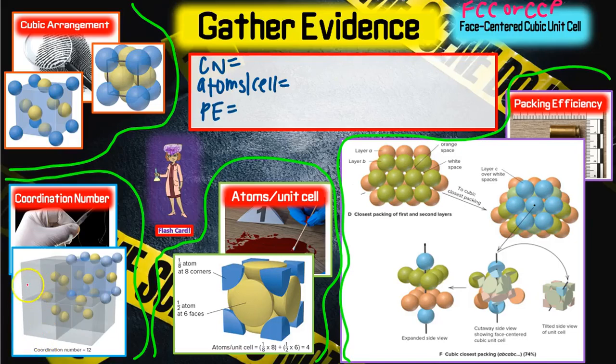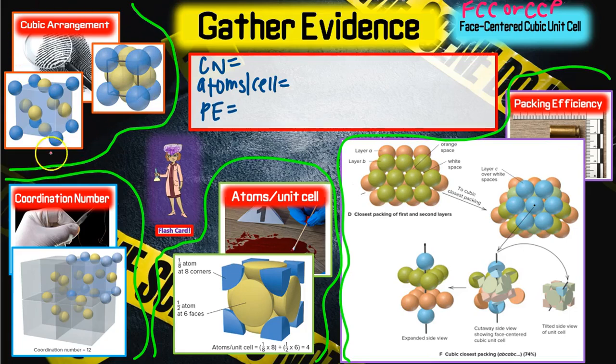Welcome to crime scene number 3, where we join Dr. Amethyst in gathering evidence about the face-centered cubic unit cell, or FCC. It's also called cubic closest packing, or CCP, which we'll talk about when we get to the packing efficiency evidence. Now, the parameters are still going to be the same for FCC as they are for SCC and BCC, okay?